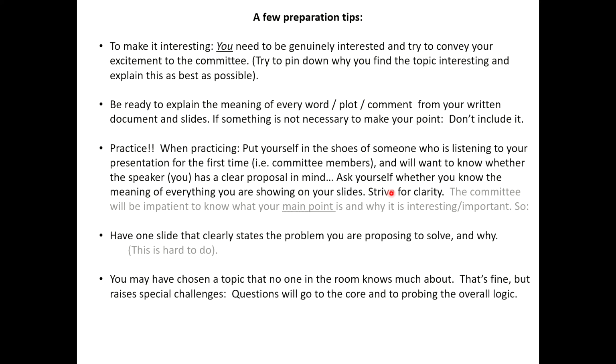And this has a little bit to do with what you were discussing at the end of the last talk with a question. You may have chosen a topic that's so far removed from you that no one in the room knows much about. And that's fine. But it raises also some special challenges. The committee will be asking questions that probe the overall logic, and it's sometimes easy to find logical gaps that then lead to some issues with the OP.